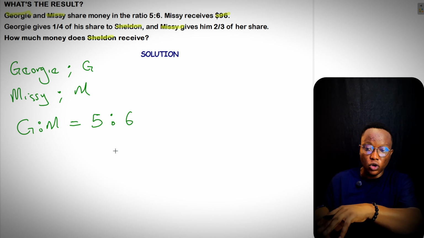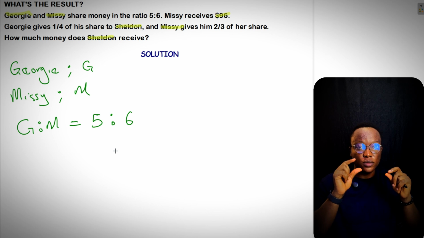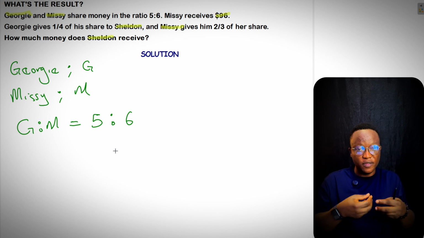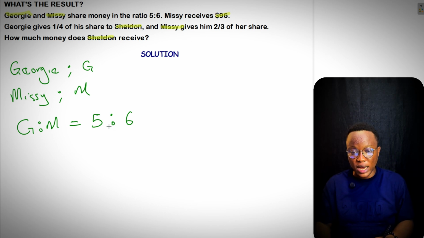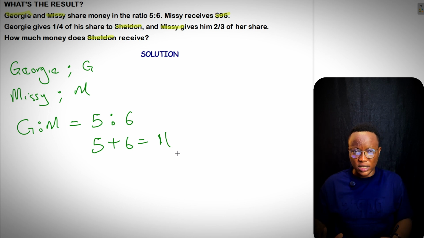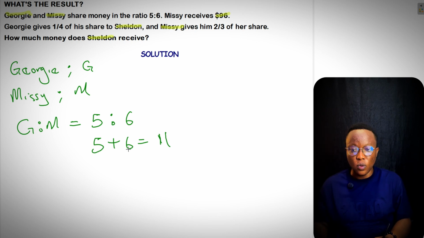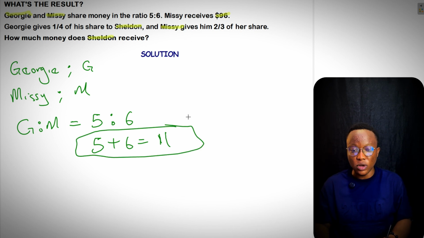Now the basic knowledge of ratio says that when we say two people are sharing something in the ratio 5 to 6, we are saying in essence that for every 5 that Georgie gets, Missy gets 6. So we add these two together: 5 plus 6 is equal to 11. We assume they are sharing 11 things. It means that Georgie is getting 5 of it, while Missy is getting 6. So we're going to superimpose this knowledge onto our current question.